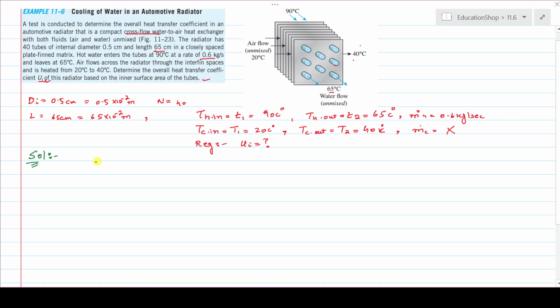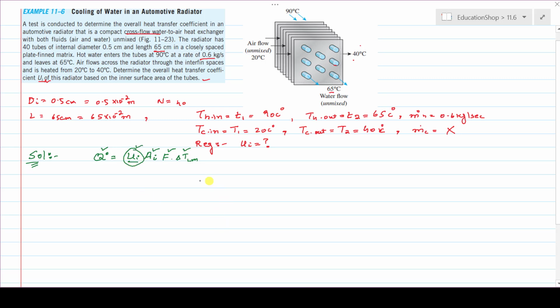In order to find the overall heat transfer coefficient, we know that the rate of heat transfer is equal to the overall heat transfer coefficient times the internal surface area, times the correction factor, times the log mean temperature difference, denoted by delta T LM. We are interested in finding the overall heat transfer coefficient. For that purpose, we will first find the internal surface area of the tube, the correction factor, the log mean temperature difference, and the heat released by the hot fluid. Once we calculate those and put them in this equation, we can easily calculate the overall heat transfer coefficient.